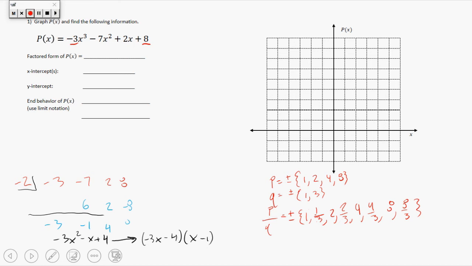And we can then move all this information back up to the top, because if negative 2 was a zero, then x plus 2 is a factor. So it's that times that times that. I'm actually going to factor the negative 1 out of this one, and when I write it, this is going to be negative 1 times x plus 2 times 3x plus 4 times x minus 1.